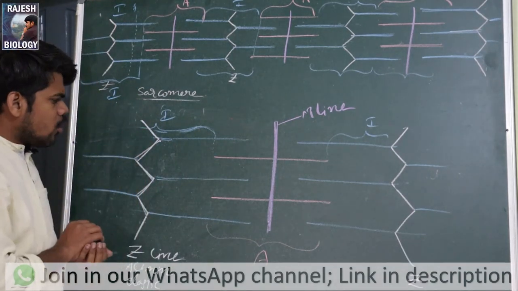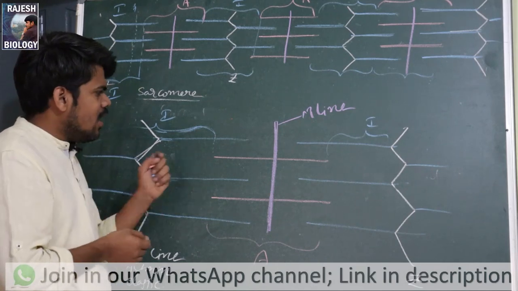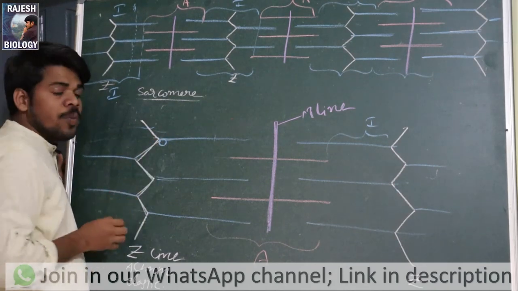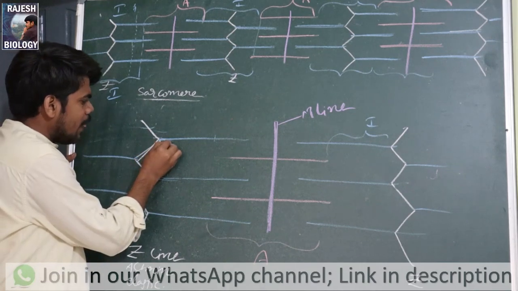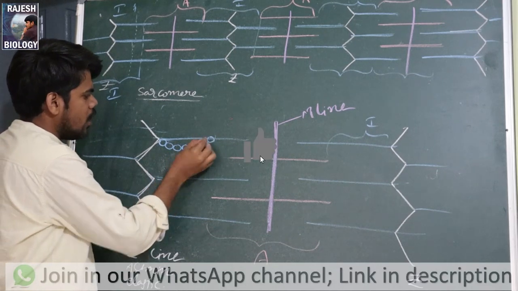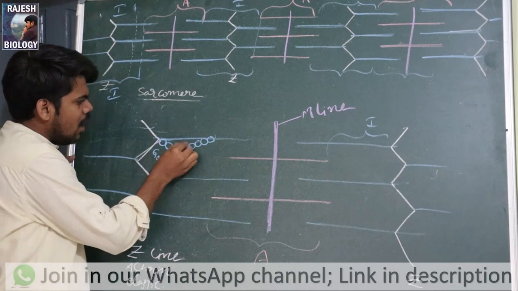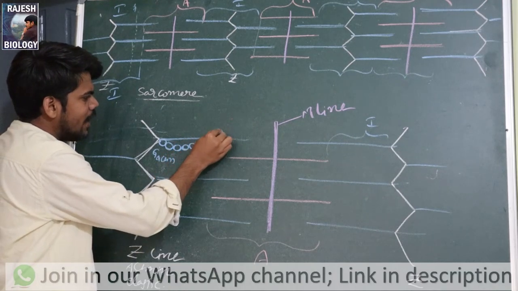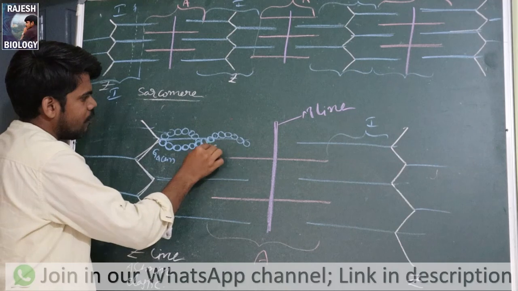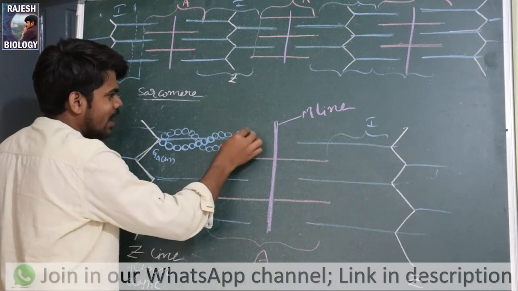Now, if we observe the detailed structure of the sarcomere carefully, first I'll explain the contractile proteins, actin structure and myosin structure. This is the actin, and actin is made up of many globular actins. Observe this. Each circle is a G actin, globular actin. Many globular actins are arranged in a helical manner like this. All these globular actins together form one F actin.